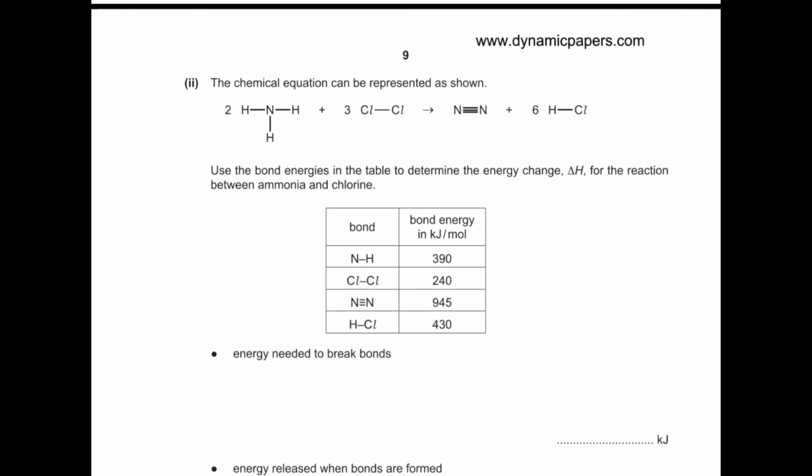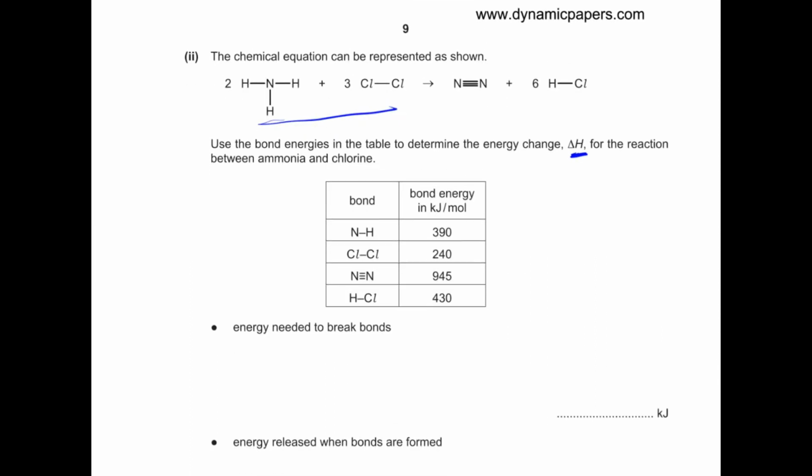The chemical equation can be represented as shown. So this is the chemical equation for some reaction. Use the bond energies in the table to determine the energy change delta H for the reaction between ammonia and chlorine. So the first thing we can do is to count the number of different bonds we have.